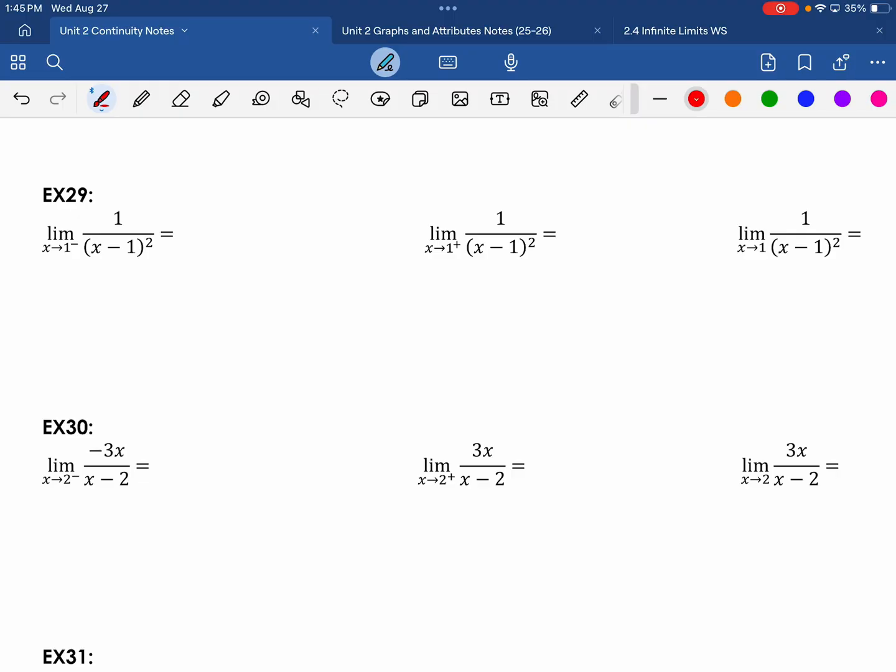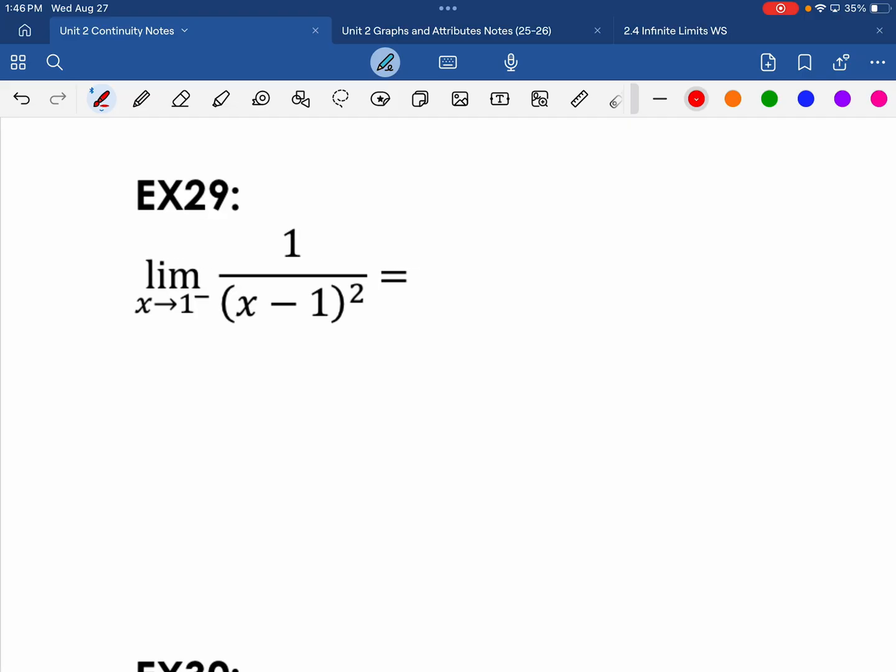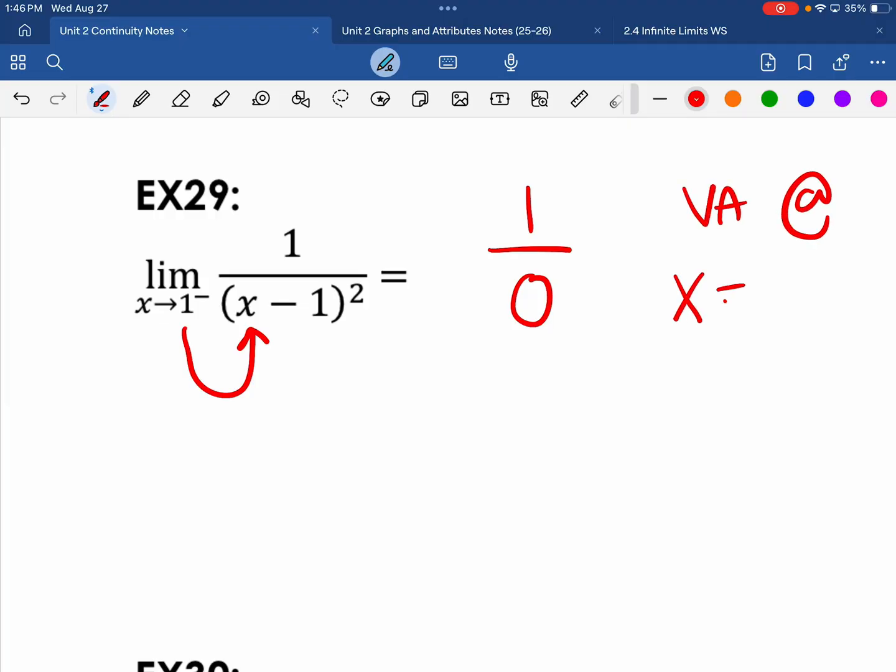All right, 29. So we're going to do the same thing. It's still set up the same way. I've got the left side, the right side, and then the actual limit. So the first step is to directly substitute in. When you substitute in, you get 1 over 0, which tells me I have a vertical asymptote. Where's my vertical asymptote at? 1.